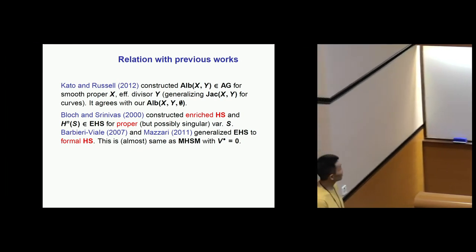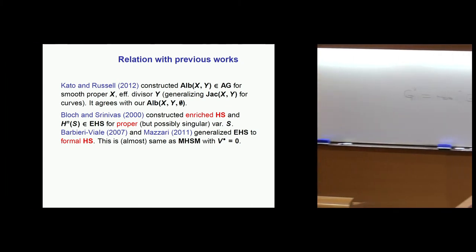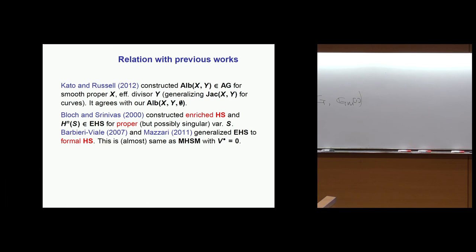Another thing is a very important work by Spencer Bloch and Srinivas. This was the starting point of this kind of extension of Hodge theory. Bloch and Srinivas, in a 2000 paper, introduced the notion of enriched Hodge structures and constructed an abelian category, EHS, extended Hodge structures. And moreover, they attached an object in this category for any proper but possibly singular variety. And this construction was extended by Barbieri-Viale and also by his student Mazzari as formal Hodge structures.